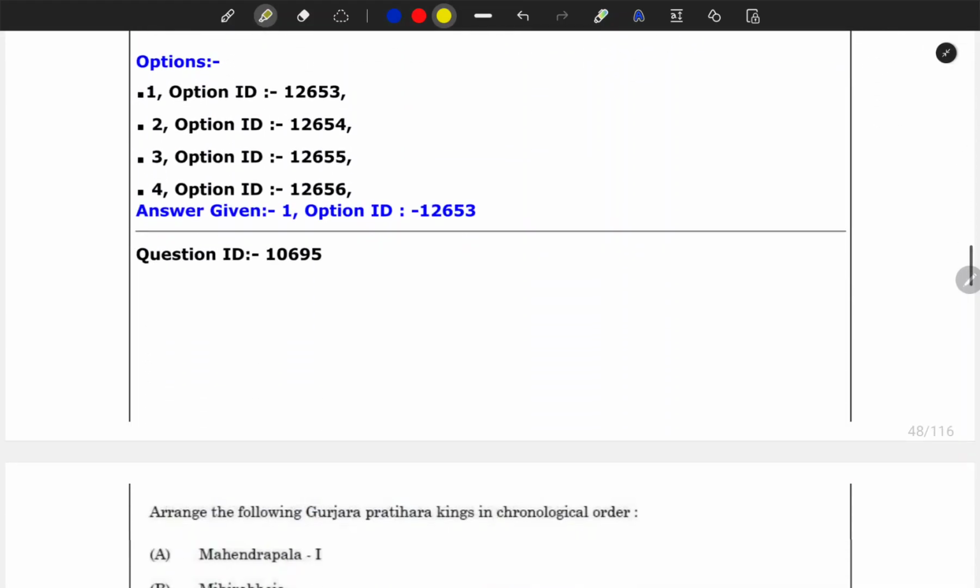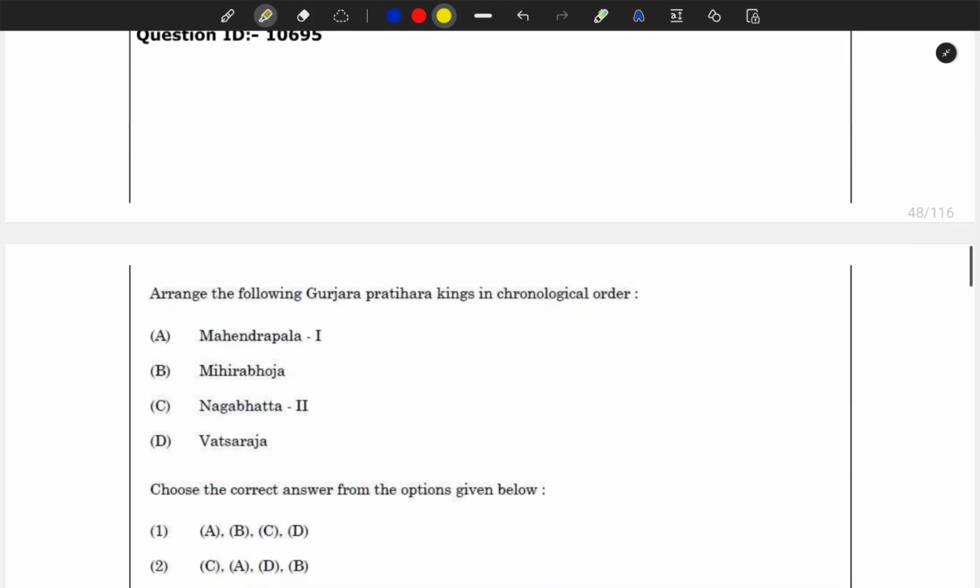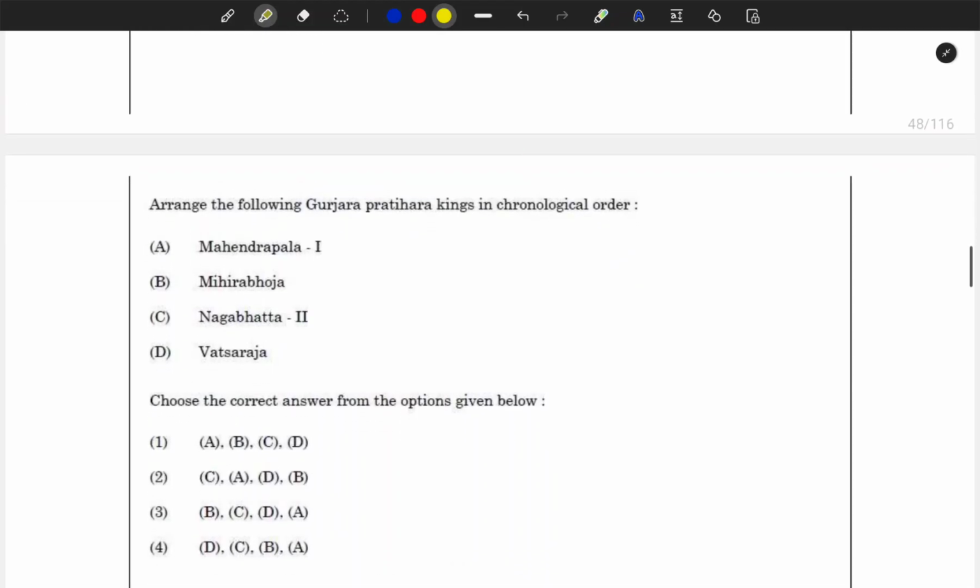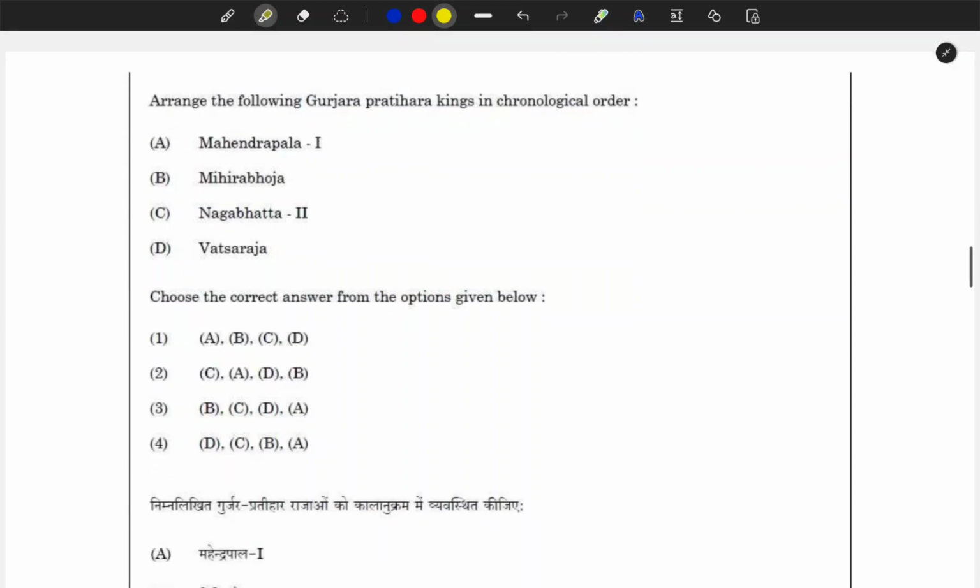Next is this. Arrange the following Gurjara Pratihara kings in chronological order: Mahendrapala 1, Mihir Bhoja 1, Nagabhata 1, Nagabhata 2 and Vatsaraja. If you don't know the facts, it's a moderate question for you, though it was a very easy question for me. Why? Because one person you already know about is Mihir Bhoja. Mihir Bhoja actually belonged to the later part of the Gurjara Pratihara kingdom.